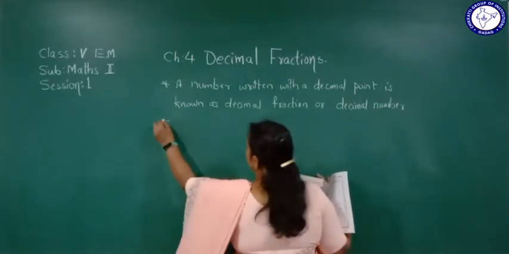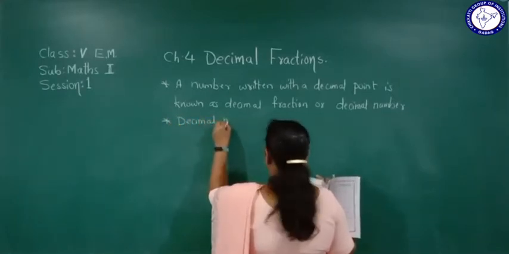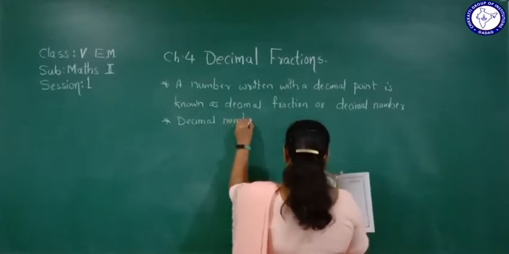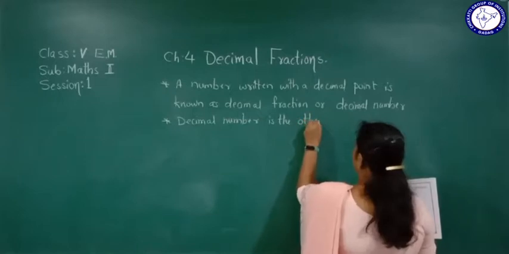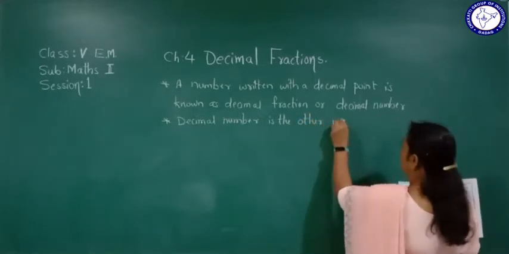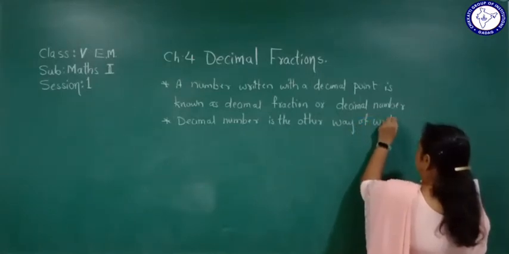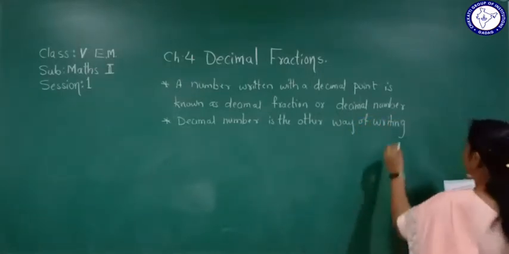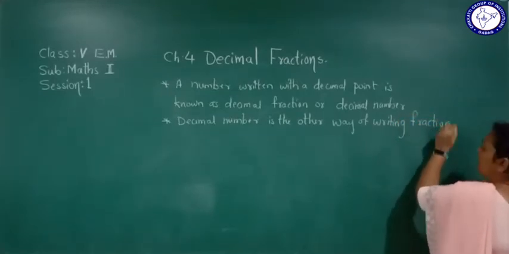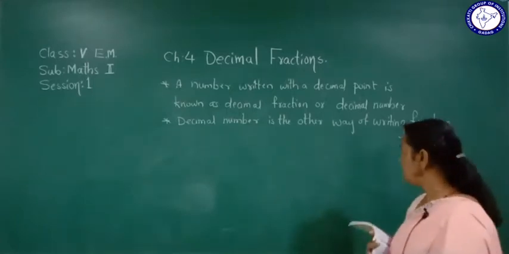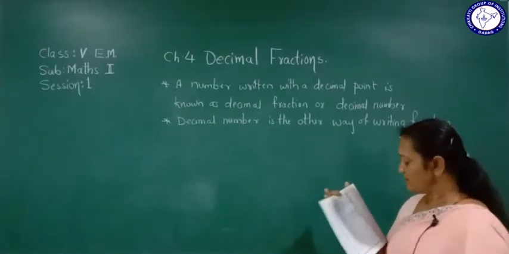What is a decimal number? A decimal number is the other way of writing a fraction. So every fraction you can convert to a decimal, and every decimal number you can convert to a fraction. So the other way of writing a fraction is called a decimal number.